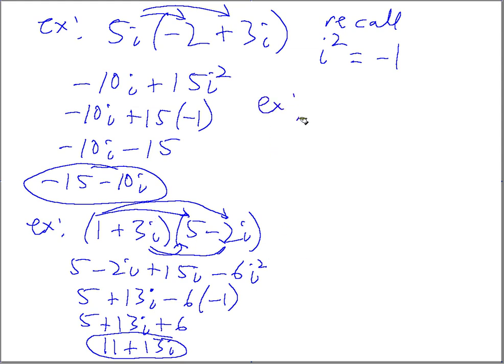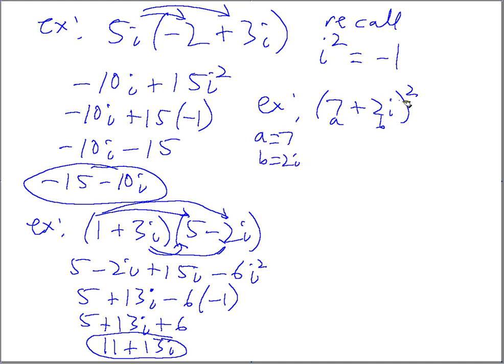Let's try another one. How about using a formula perhaps? Let's look at this one here: 7 plus 2i quantity squared. Again, use that formula of a plus b quantity squared. There's my a, the 7. There's my b, the 2i. So I can write it down. a is going to be 7. b is going to be 2i.